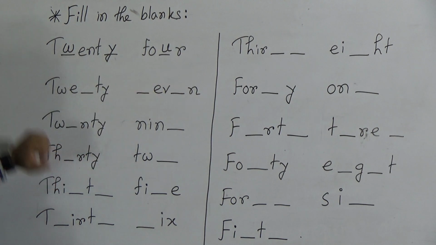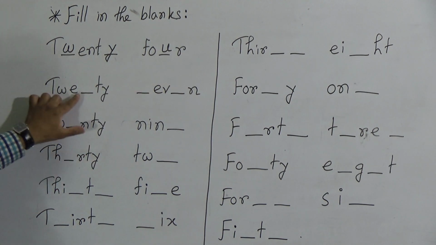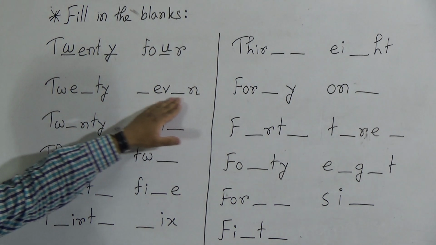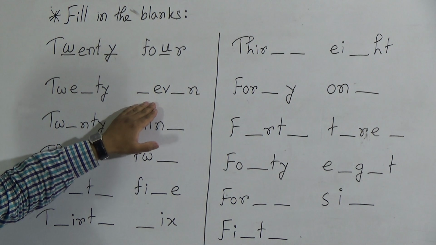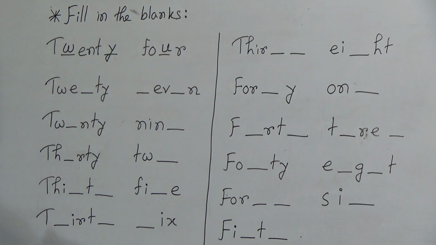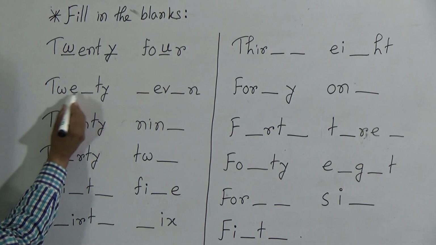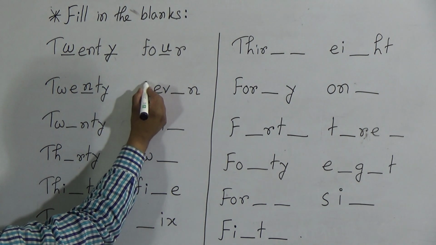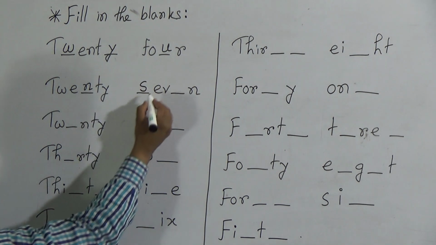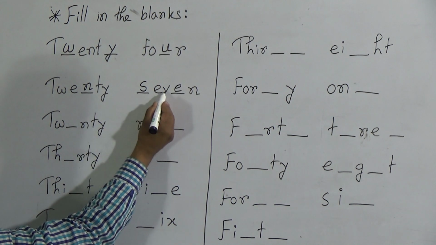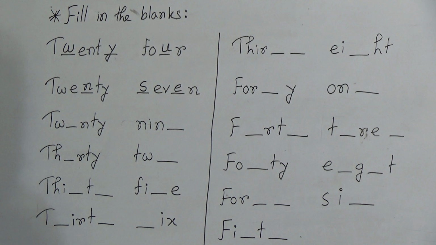Okay, the next one should be 20 again, TWENTY 20. Then how should we fill up this one? Look, it will be 7, SEVEN 7. So the first blank is TWEN, then TY 20, then 7. The blanks will be S, then EV, then E, then N, SEVEN 7. So the word is 27.